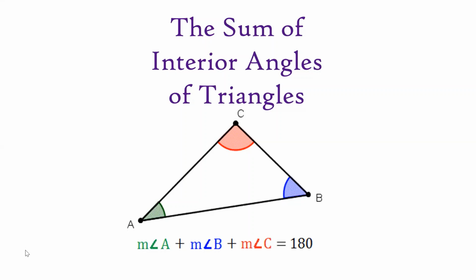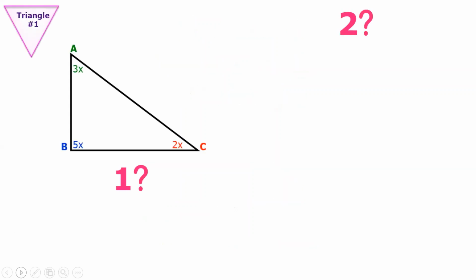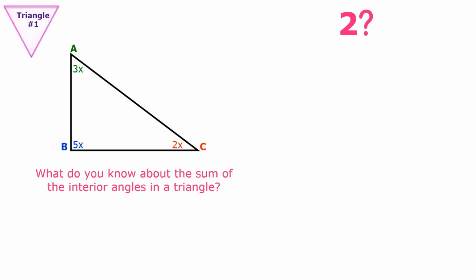Now, how do you find the missing angles? We have triangle 1. It has as angle A, 3x; as angle B, 5x; and as angle C, 2x. What do you know about the sum of the interior angles of a triangle? We stated at the beginning that the measurement of angle A plus the measurement of angle B plus the measurement of angle C should equal 180 degrees.